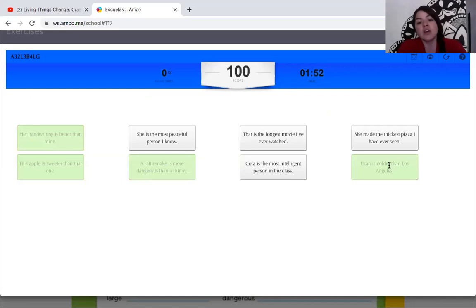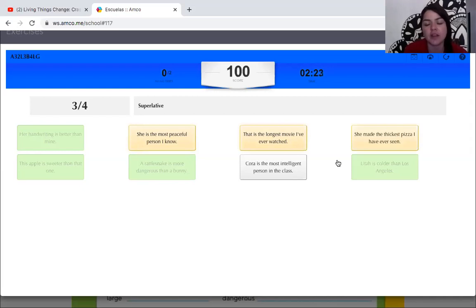Now we need to check if we get the superlatives. She is the most peaceful person I know. "Most" is for superlative, that's right. That is the longest movie I have ever watched. Longest, superlative. She made the thickest pizza. EST. Is it superlative or comparative? Of course, superlative. Cora is the most intelligent person in the class. "Most", superlative or comparative? Yes, superlative.